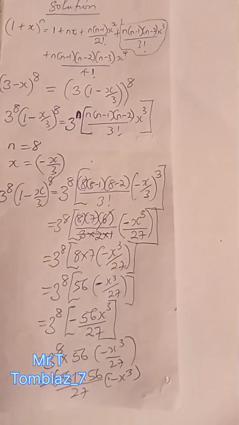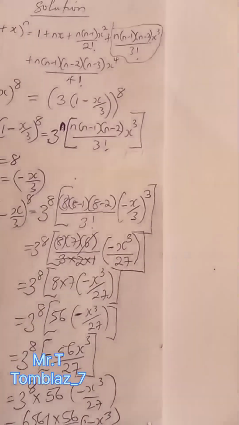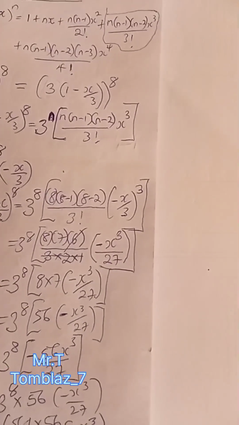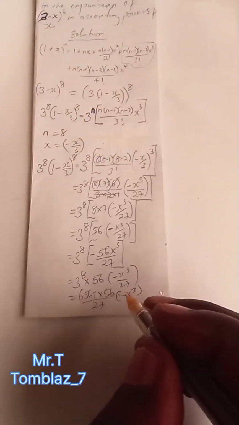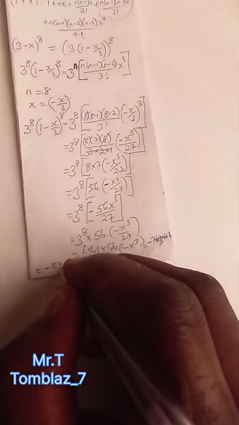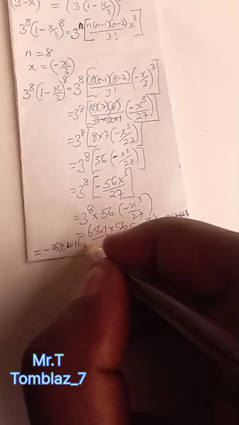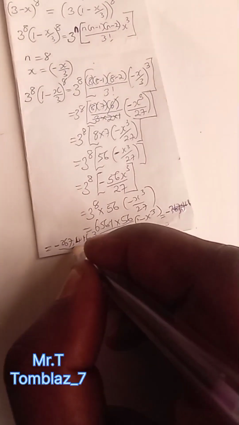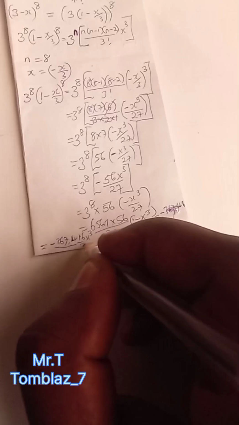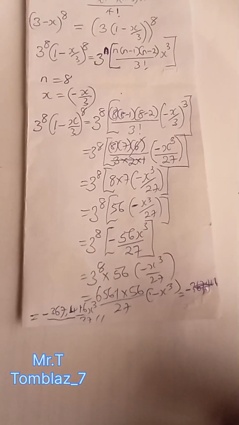So when we multiply that value by 56, we're having a very large number. So this is going to give us minus 367,416 x raised to the power 3 all divided by 27. So this would be our final answer.